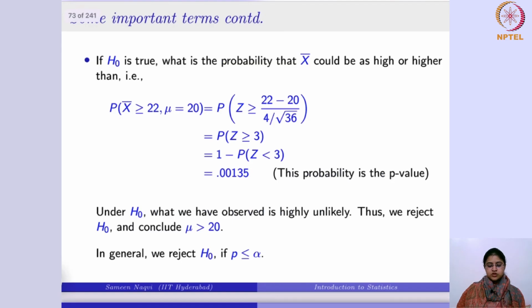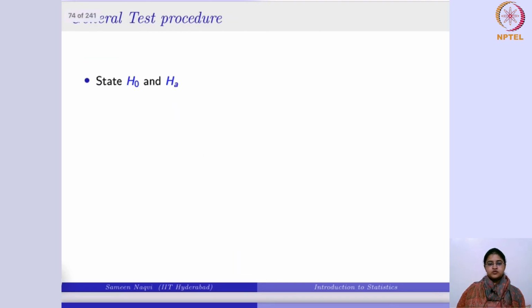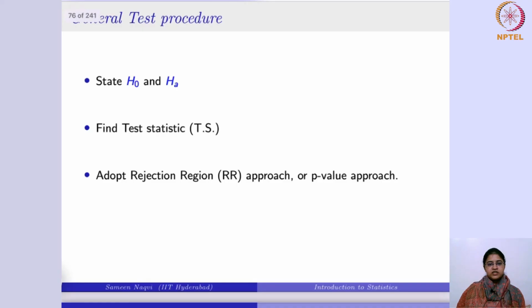So in general, whenever the p-value is less than alpha, you reject the null hypothesis. The general test procedure for hypothesis testing is that first of all you have to state the null and the alternative. Then you will find the test statistic, that is the sample statistic. Next you would adopt either the rejection region approach or the p-value approach, and then based upon that you would check the assumptions and draw conclusions.